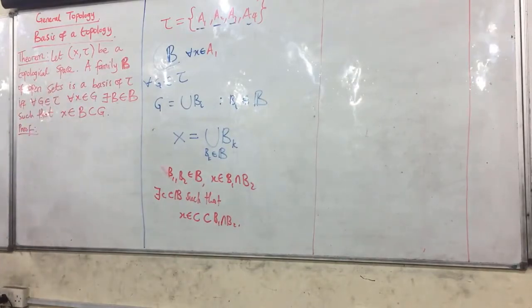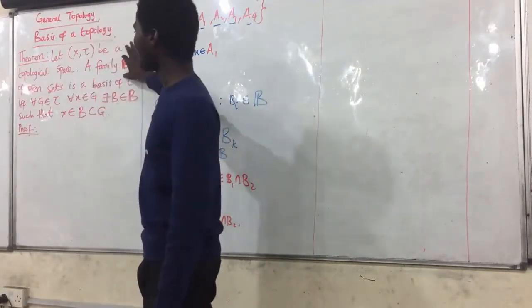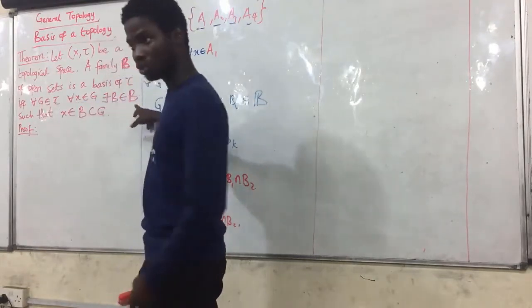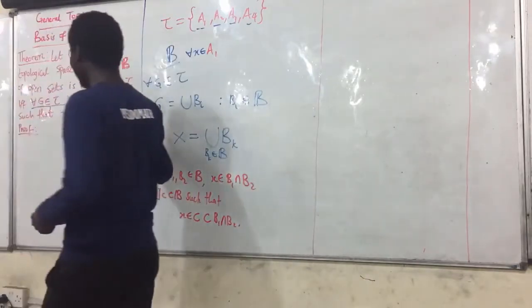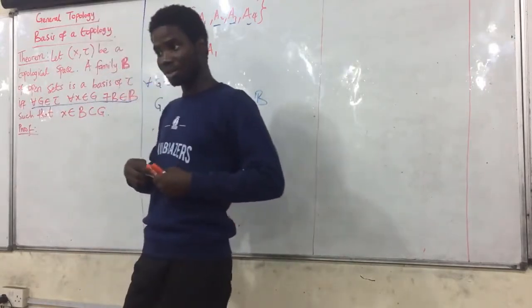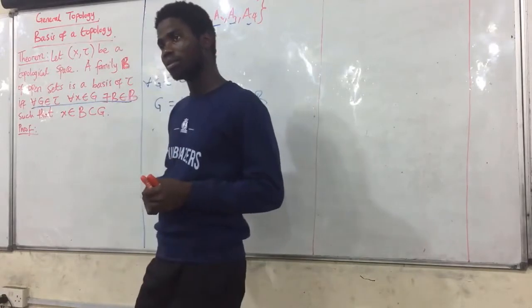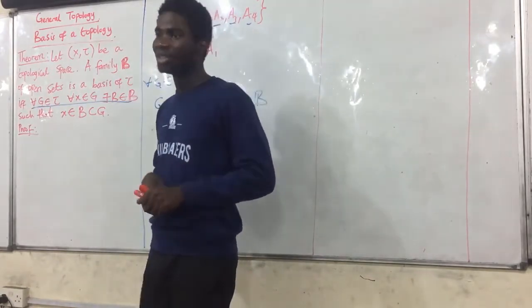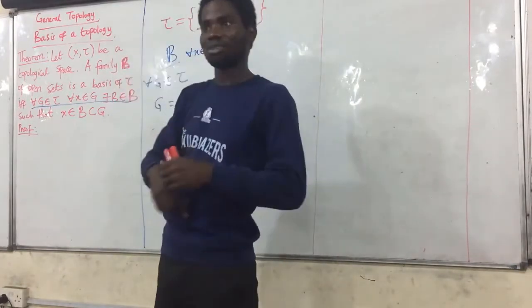So now we want to prove. What do we want to prove here? We want to assume that if you have a base, this thing holds. If you have a basis, this thing holds. And we will also prove the converse, since we have if and only if. That is like an element in another set A1.